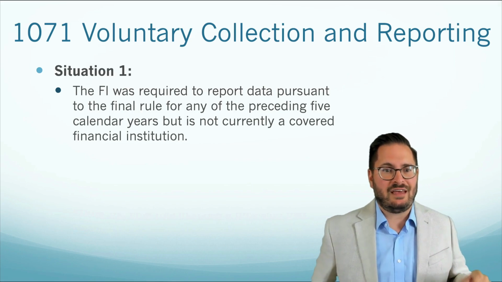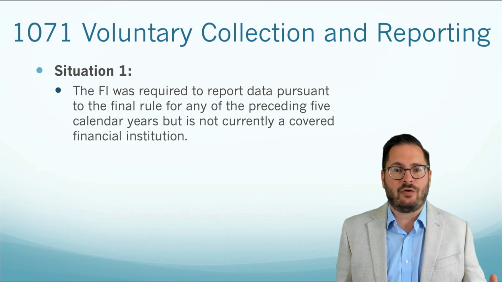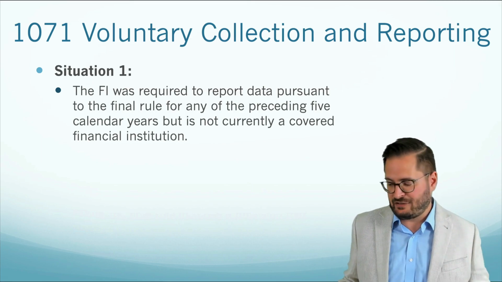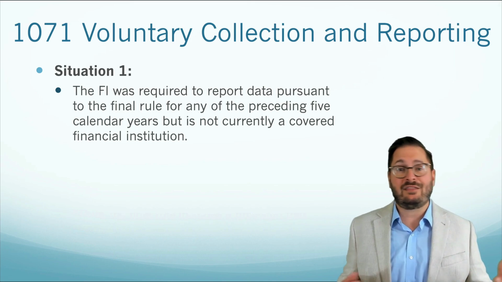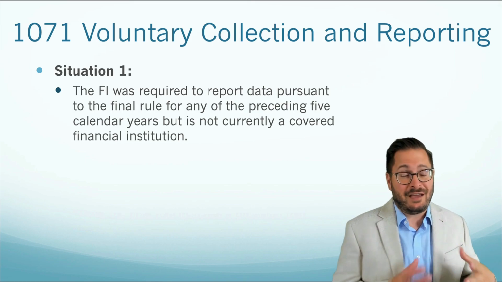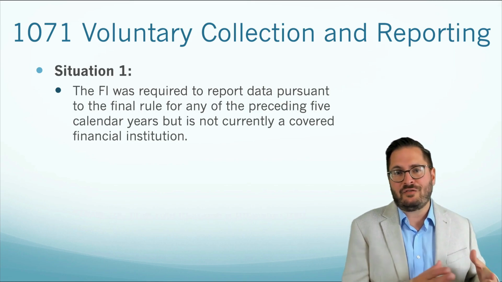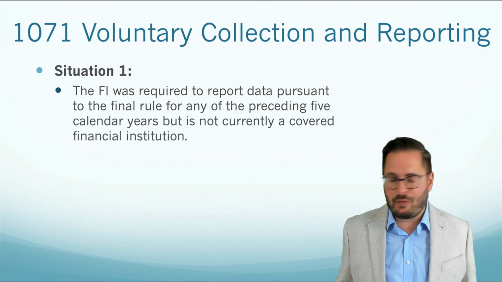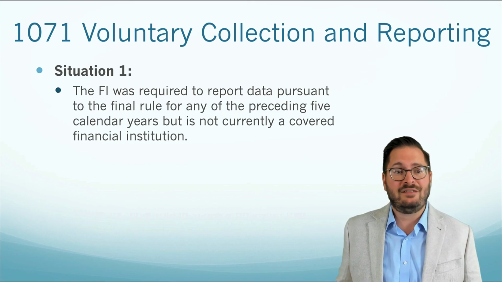So situation one says the financial institution was required to report data pursuant to the final rule for any of the preceding 5 calendar years, but is not currently a covered financial institution. So this would work down the road if we're in the year 2035, but today, as of the time this video is being recorded, we're seeing the implementation tiers are not yet here. So if you're planning to be subject to one of those implementation tiers, this situation wouldn't help us at this point. Now, situation two might.